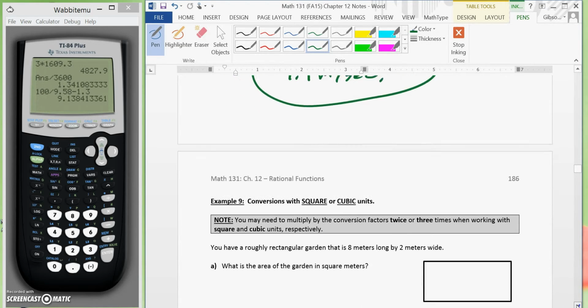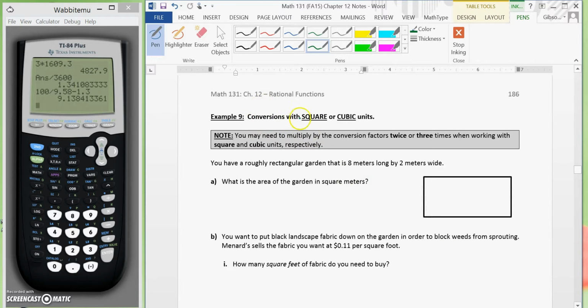Okay, now, go to example 9. Conversions with square or cubic units. Note, you may need to multiply by the conversion factors twice or 3 times when working with square and cubic units, respectively. You have a roughly rectangular garden that is 8 meters long and 2 meters wide. So let's mark that, 8 meters, 2 meters. What is the area of the garden in square meters?